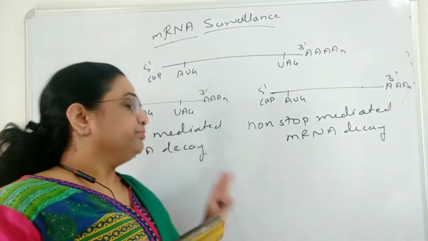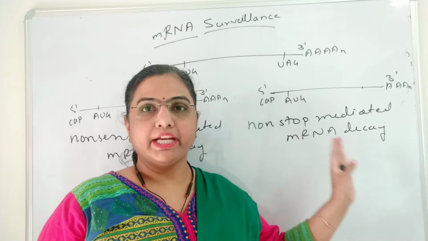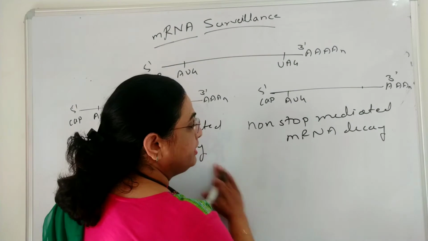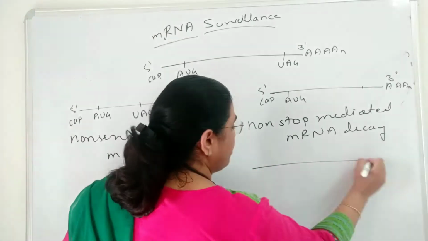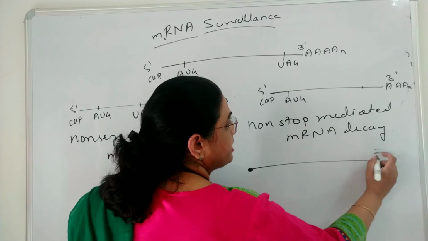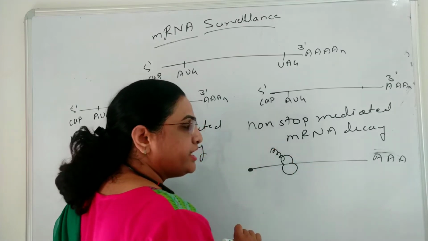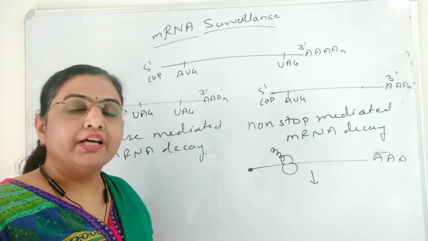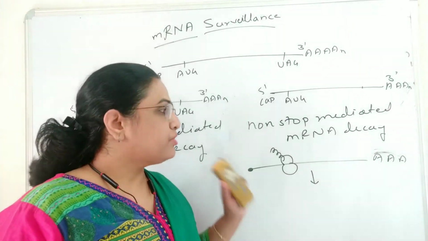First we will see the mechanism of non-stop mediated mRNA decay. Here, the mRNA which doesn't have any stop codon is degraded. The mRNA has gone for translation, and the ribosome is going to do the translation. The protein is synthesizing, and when will the termination occur? The termination occurs when there is a stop codon present.